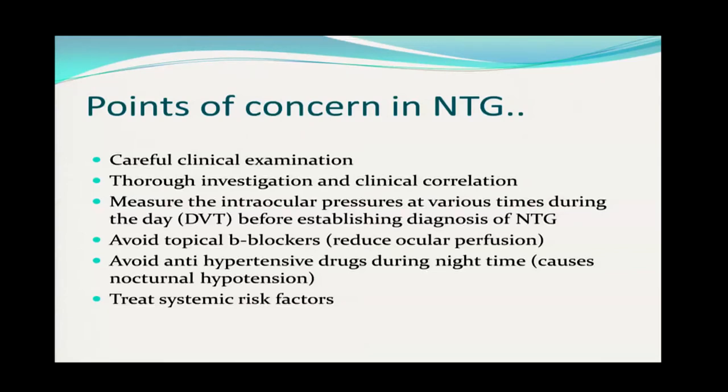And at that age, and also because of the vascular hypothesis, avoid beta blockers for these. And if the patient is on antihypertensives, make sure that he doesn't get into hypotension or episodes of hypotension, and do investigate for systemic risk factors, which could also include anemia, sleep apnea, hypercholesterolemia, obesity. 24 hours blood pressure monitoring, put on the Holter and see. We need to look into all those systemic factors in these patients.